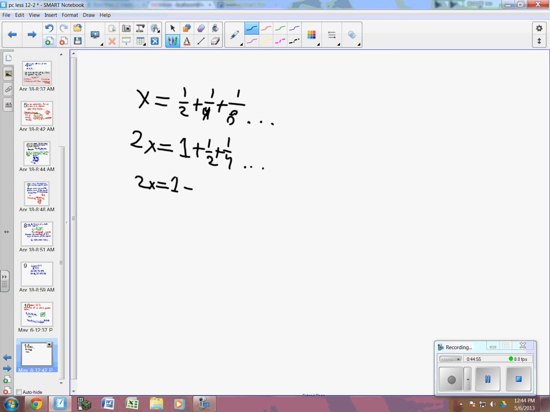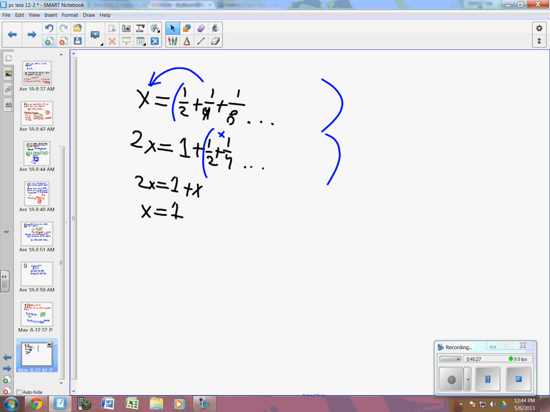Okay, let's stop right there and talk about that. So what he did right now is he's just saying, see this right here? 1/2 plus forever. Well, isn't that what this is right here? And it's equal to x, so he was able to replace this with x. That's what he's saying he's doing. Does that make sense? So just minus x to both sides, and x is equal to 1. In other words, he just proved that the sum of that series right there is 1.